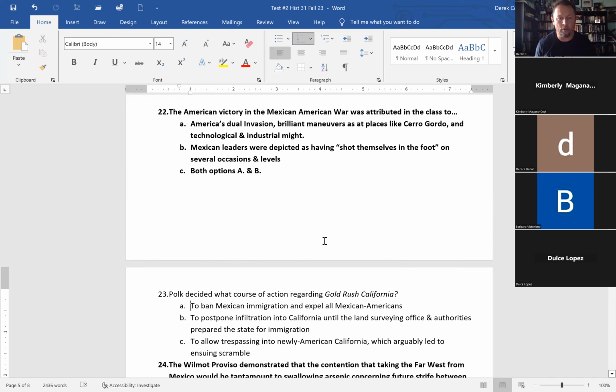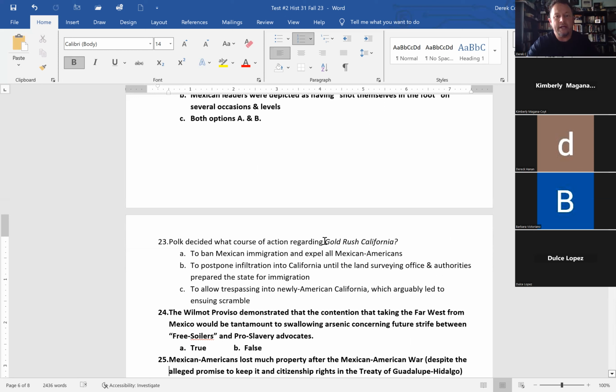Tell you what, I'll give you one more. Polk decided what course of action regarding the gold rush? To ban Mexican immigration and expel all Mexican Americans? No, he didn't go that far. To postpone infiltration into California until the Land Surveying Office and authorities prepared the state for immigration? That's what he was supposed to do, but he did not. But C, to allow trespassing in newly American California, which arguably led to the ensuing scramble. That is the one that's true, C on number 23.